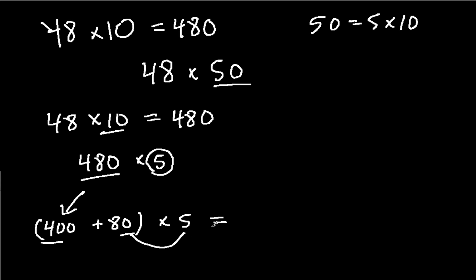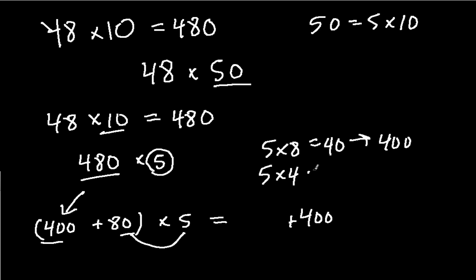5 times 80 is the same thing as 5 times 8, which is 40, but that 10 times bigger, because 80 is 10 times bigger than 8. So again, that base 10 really helps us out. So 5 times 80 is 400, and then we're adding 5 times 400. Well, that's the same thing as 5 times 4, which is 20, but it's 10 times bigger. Well, how do you figure out 10 times bigger?